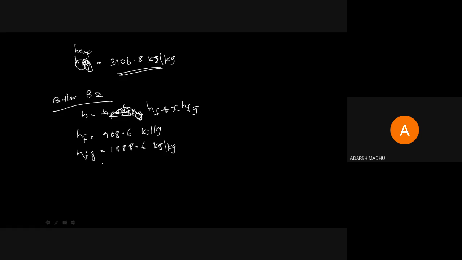If you got the values, just substitute them in the equation and you will get an equation. You cannot solve it because the X value is not known. So just write down the value. It's 908.6 plus X into 1888.6. So that is the value for H2, for boiler 2. First one is H superheat or H1. Second one is H2, boiler 2.